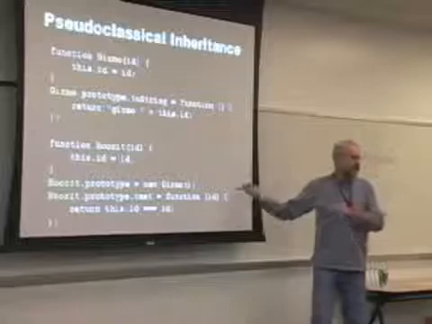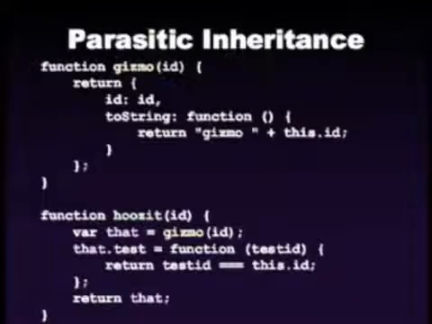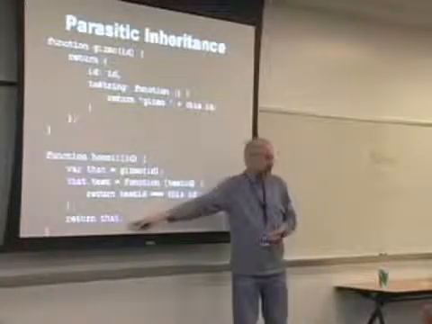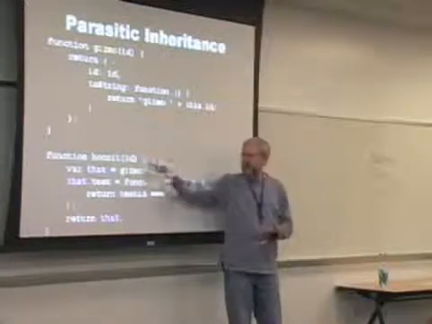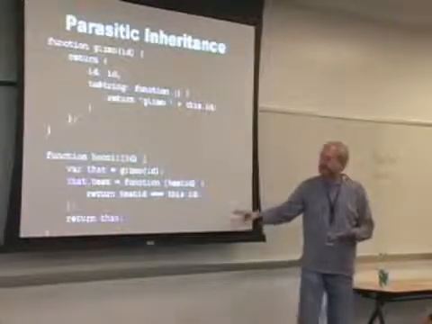So this is how we would write this in a more parasitic model. We'll start off with the Gizmo. We'll just return an object literal in this case, make it really, really simple. Then the Who's It will call Gizmo and make an instance and assign it to that, and then we'll augment that and return it. Okay, so this is one, two, three, real simple parasitic pattern.